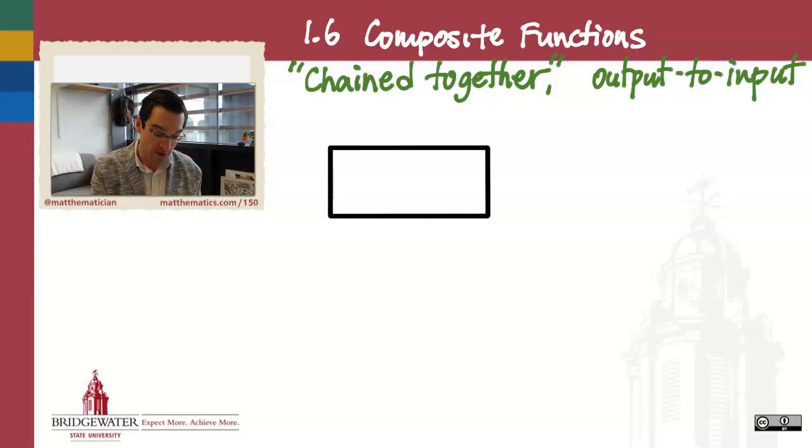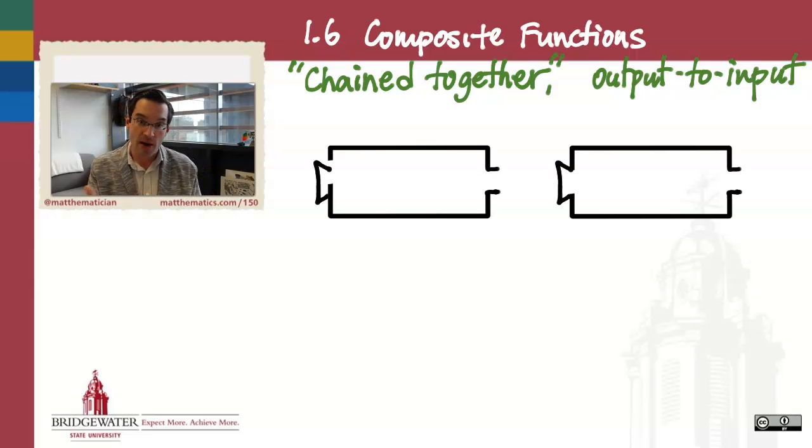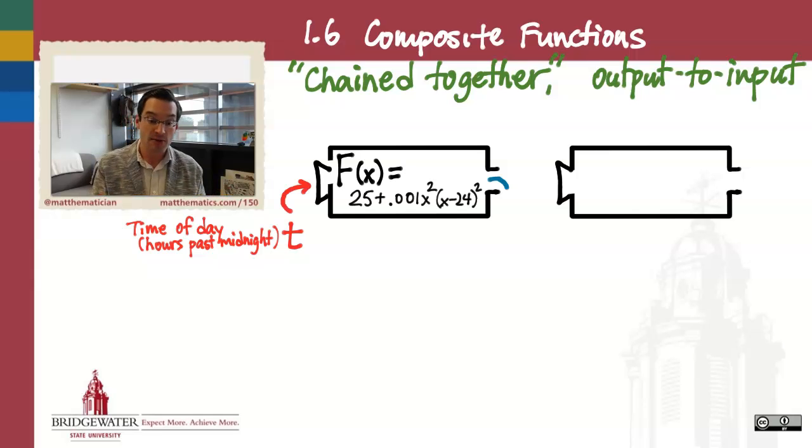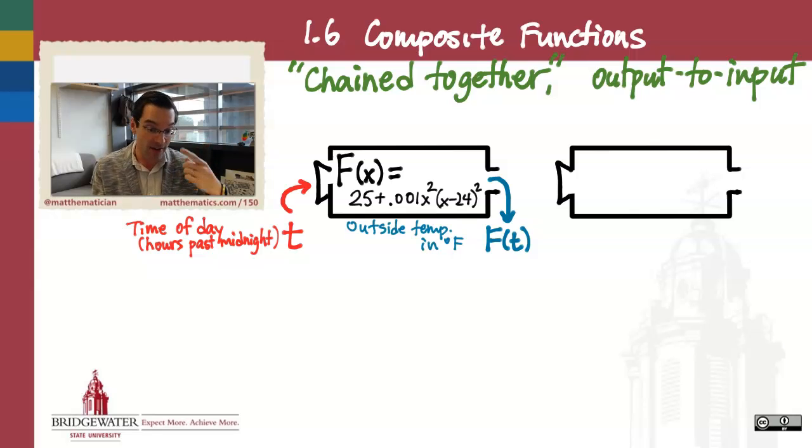So why would we want to do this? It's winter right now in Bridgewater, and so maybe I have a function that tells me, based on the time of day as the input, hours past midnight, what is the outside temperature at that time of day in degrees Fahrenheit. So that's a function, because at any one given time, the temperature outside is a single value. It can't be both 25 and 35 degrees at exactly the same time in exactly the same place, right? So this really is a function.